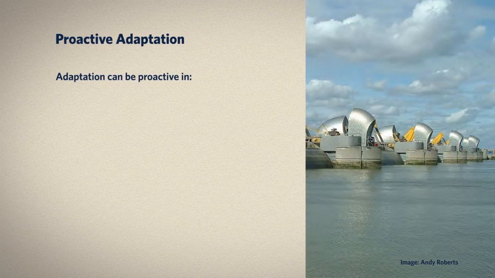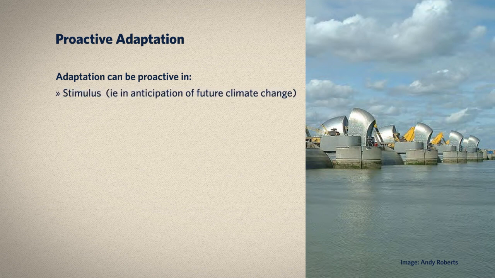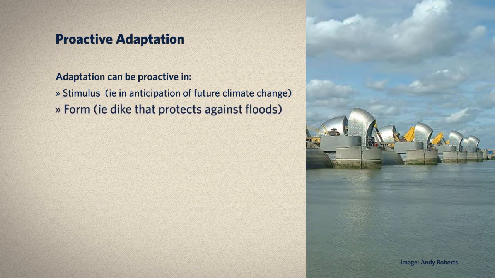Proactive adaptation is the ultimate goal of the climate change research and practice community. Adaptation is proactive in stimulus if the driving force behind the action is the prediction or expectation of events that we haven't experienced yet. It's proactive in form if we take steps to prevent the impact from taking a toll in the first place, such as flood protection infrastructure.